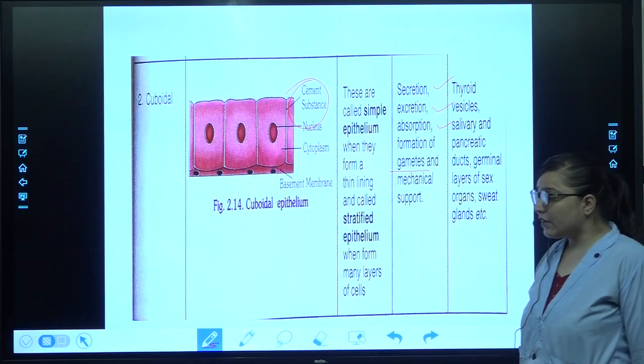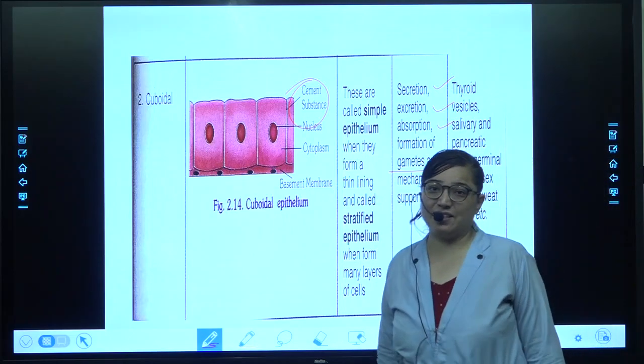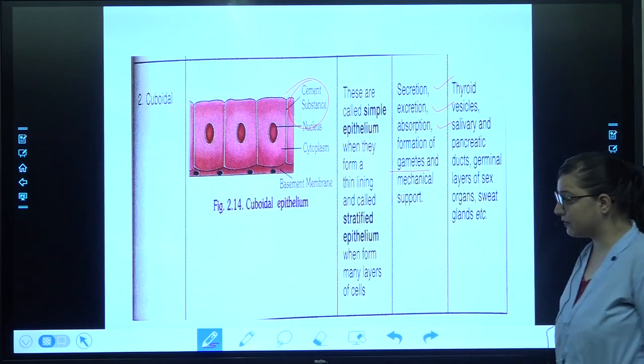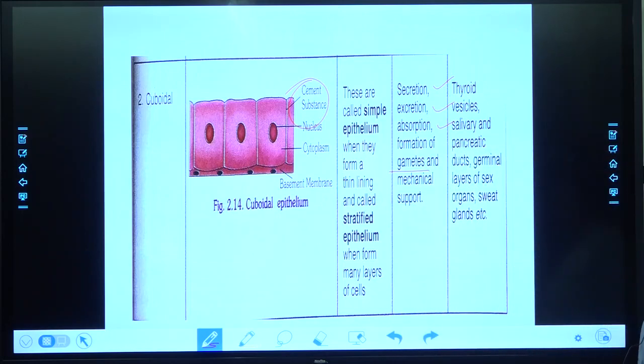Alright. So read the content once again. Just read it.